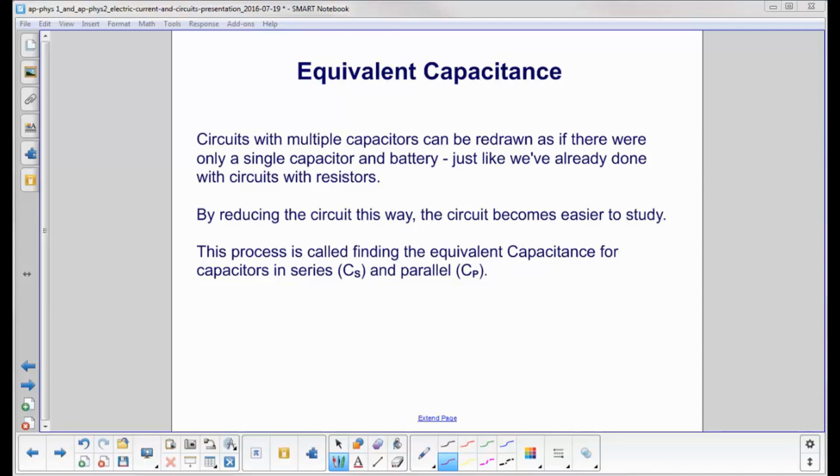Circuits with multiple capacitors can be redrawn as if there were only a single capacitor and a battery, just like we've already done with circuits with resistors. By reducing the circuit this way, the circuit becomes easier to study. We call this process finding the equivalent capacitance for capacitors in series, which is C sub S, and parallel, C sub P.